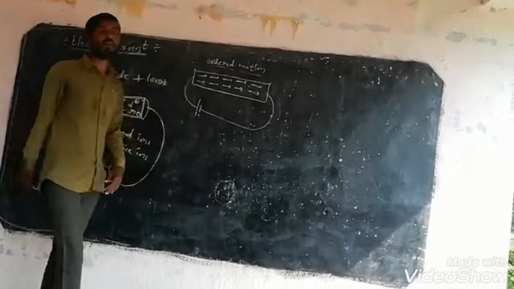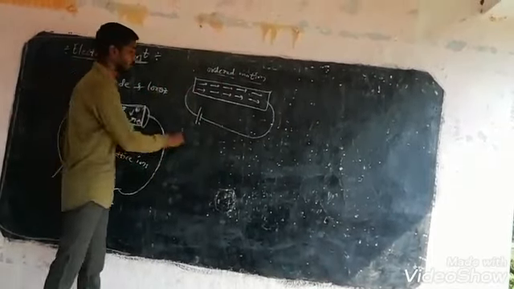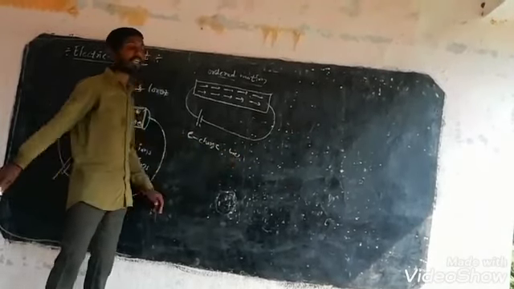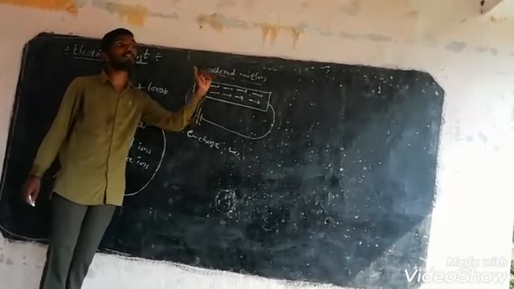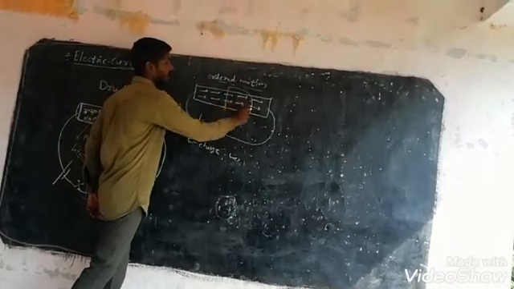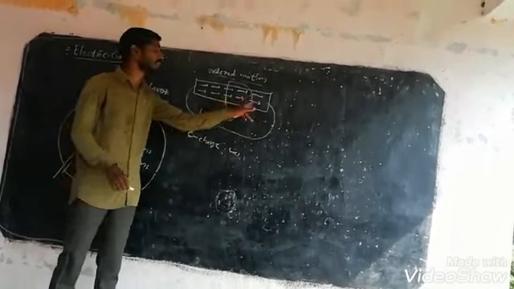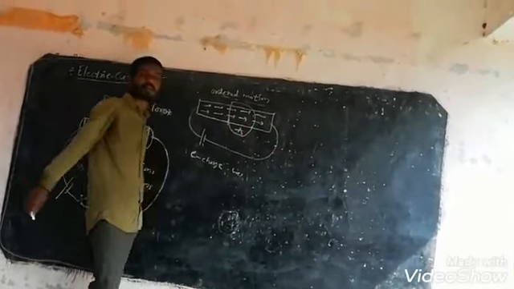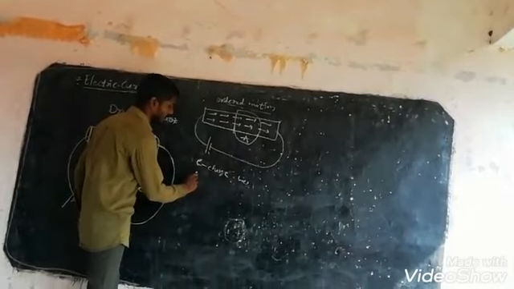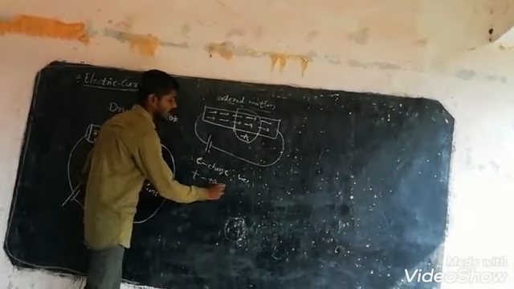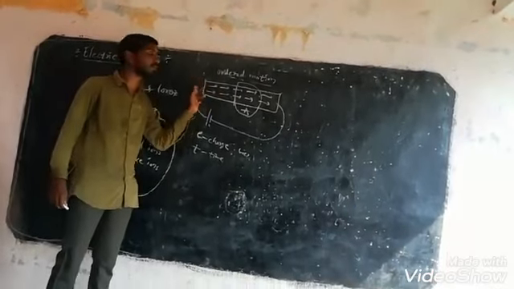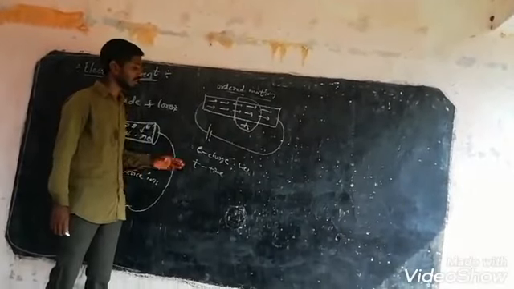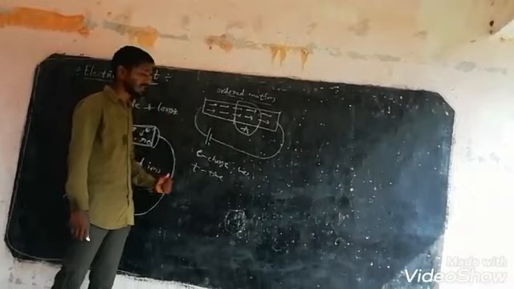When an electron is moving, you know the electron has charge, negative charge. When an electron moves from one place to another, let us assume this is the area of cross section, area A, from here to here, it will take some time. That time is t. So when electrons move, charge is moving from one place to another.